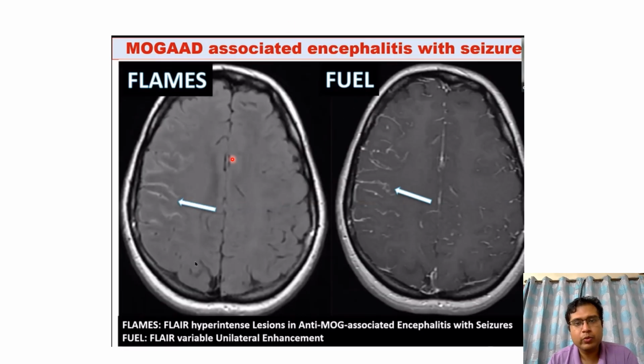It can also present with encephalitis and seizures, and these are the typical pictures that are seen. They are usually asked in the spotters in the radiology exams as flames and fuel. Flames are FLAIR hyperintense lesions in anti-MOG associated encephalitis with seizures, and fuel is FLAIR variable unilateral enhancement. So they typically present like an infection, but there will be no organism in the CSF. It will be sterile, and in such cases we have to send serum for MOGAD, and it will usually be positive in these children.